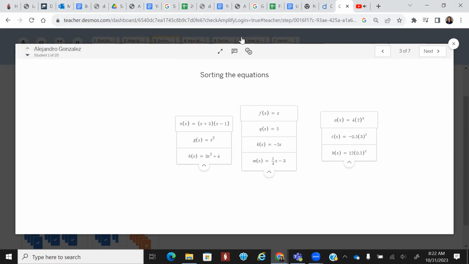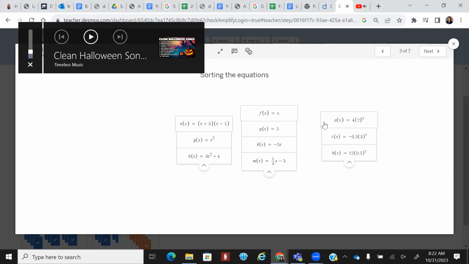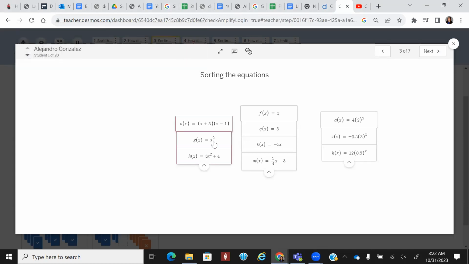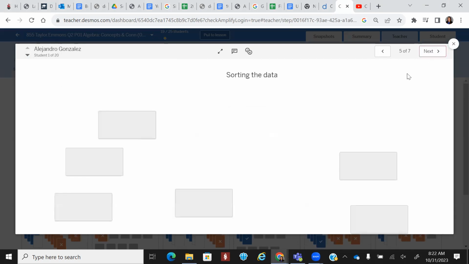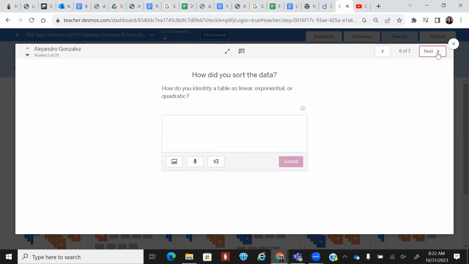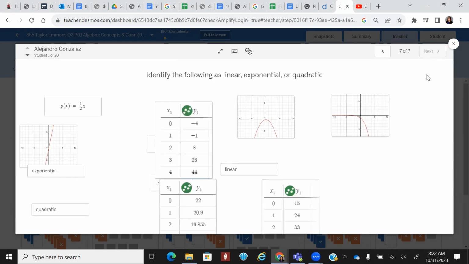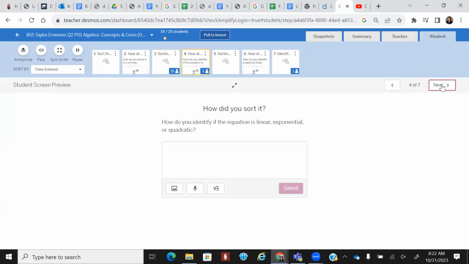Okay. Are you ready? Okay. So on this one, we got quadratic, then we have linear, and then we have that exponential. Okay. Let's go ahead and skip to slide 7. Go ahead and sort slide 7.